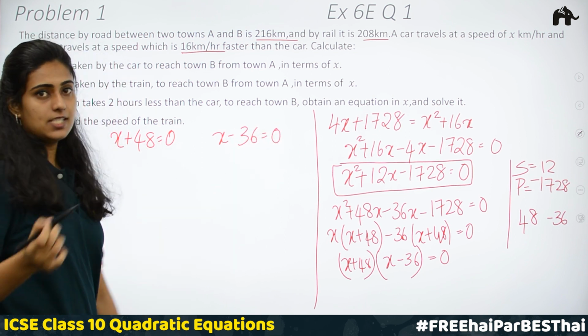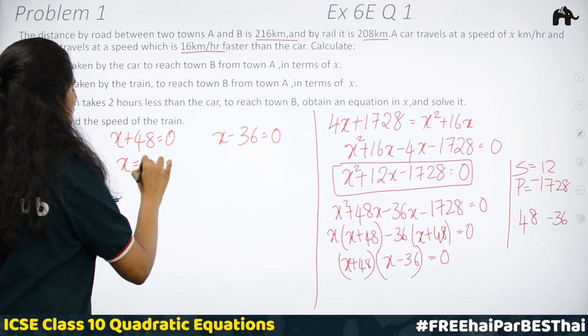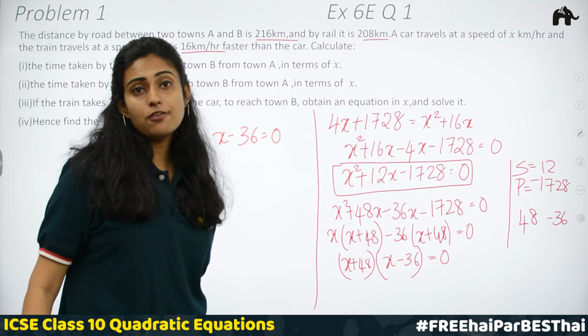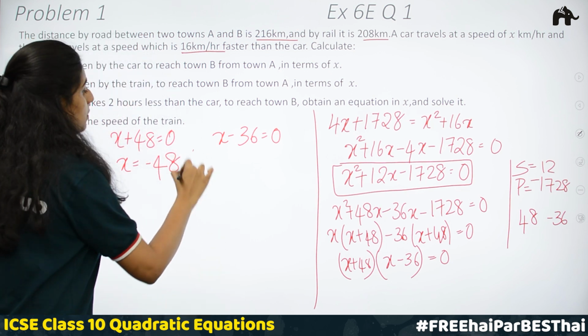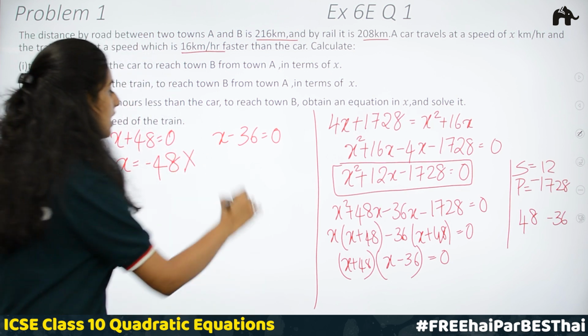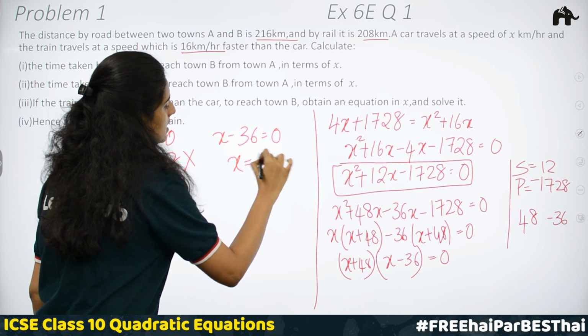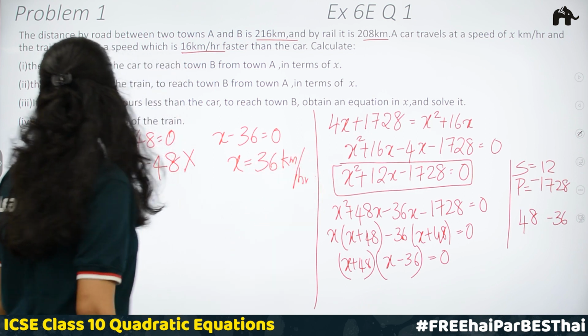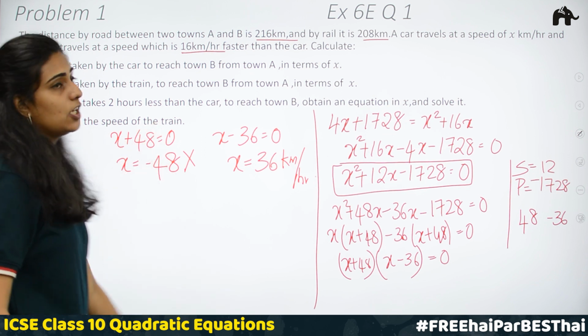X plus 48 is equal to 0 means x is equal to minus 48. What is x? X is the speed of the car. It cannot be negative, so this is rejected. The only possible value of x is 36 km per hour. Okay. Fourth, hence find the speed of the train.